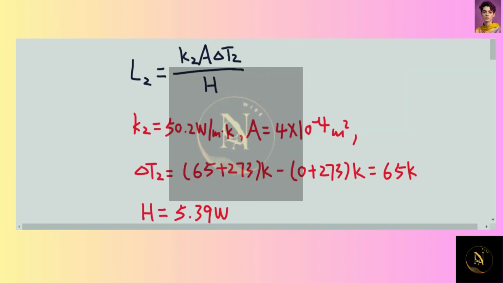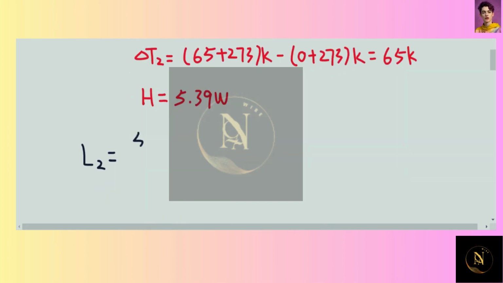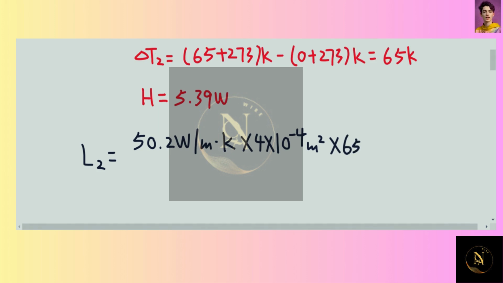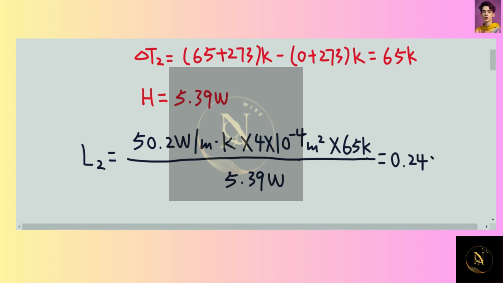which is equal to K2, which is 50.2 watts per meter Kelvin, times 4 times 10 to the power negative 4 square meters, times 65 Kelvin, over 5.39 watts. And this will give us L2 equal to 0.242 meter. And these are the answers for this question.